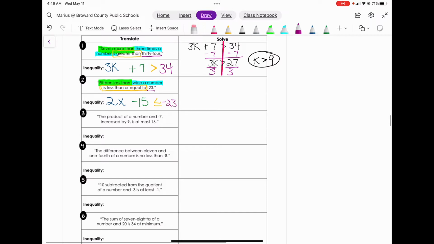And now we're going to take time to solve this inequality. So I would write 2x minus 15 less than or equal to negative 23. And then we're going to go from there. I'm going to draw my line.